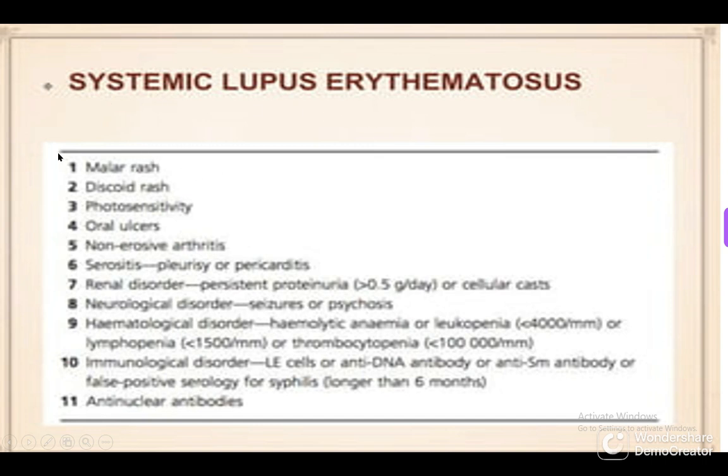It may be some part of the clinical, purely clinical criteria. But the lower ones, 7 to 11, are for the diagnosis by the immunological examination or the hematological examination.